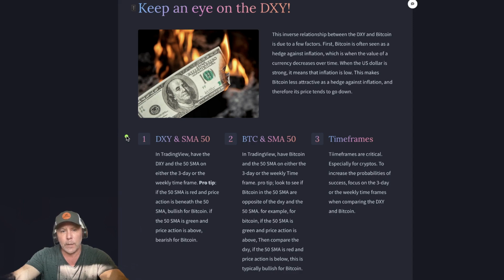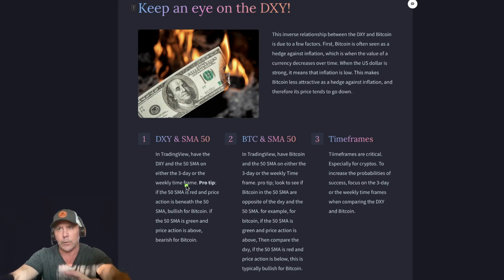Now, 3 quick points, and then I'm going to go live into TradingView on this. So number 1, the DXY. Here's what I want you to do, and I'm going to show you here in a second, so just hear me out. So in TradingView, on a chart, you want to have the DXY overlaid with that SMA 50, and use the 3-day time frame, as we talked about, or the weekly, okay? And I'll share with you what I mean.